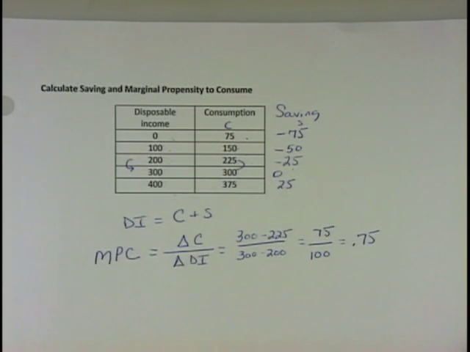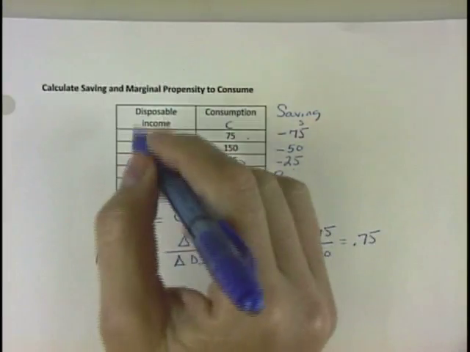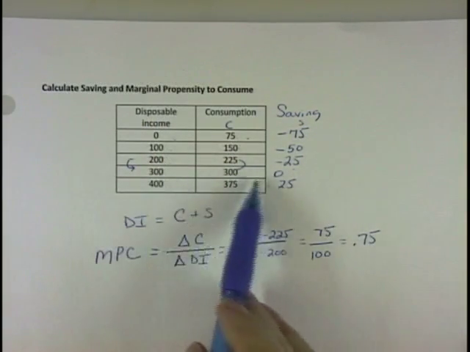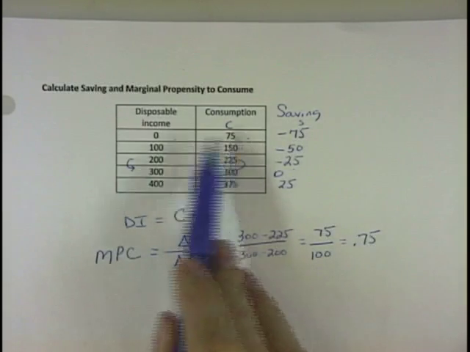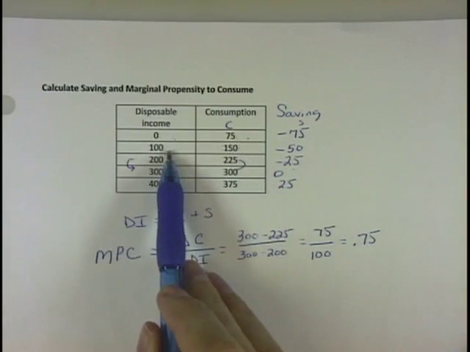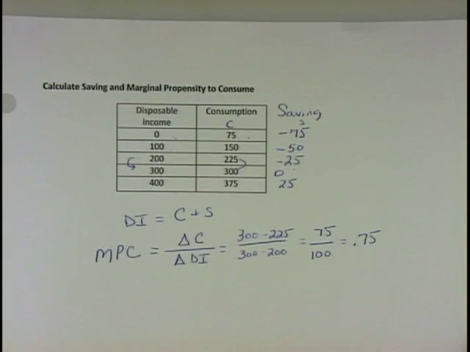Now, just to prove the point here, it doesn't matter which two rows, but you have to use two rows to calculate marginal propensity to consume. You can't just divide 75 by 0, well you can't do that because you can't divide by 0, but 150 divided by 100, that's not going to give you marginal propensity to consume. You have to do the change.